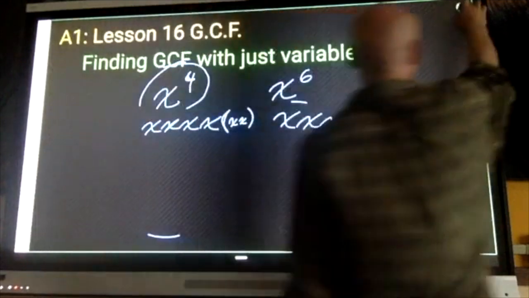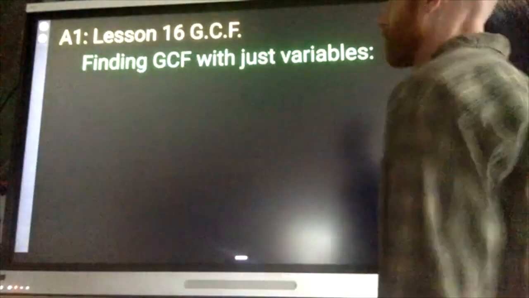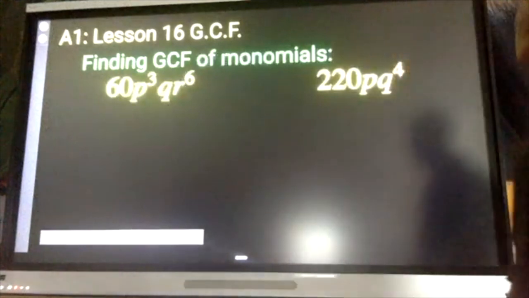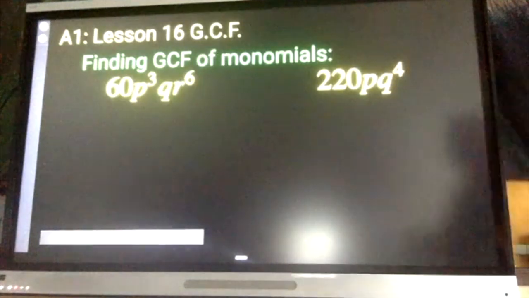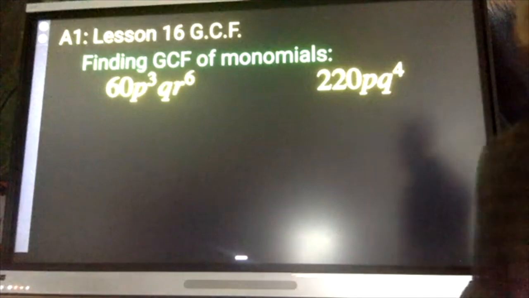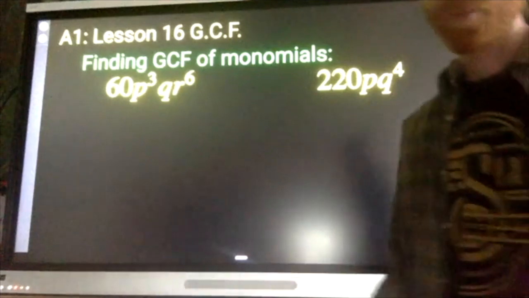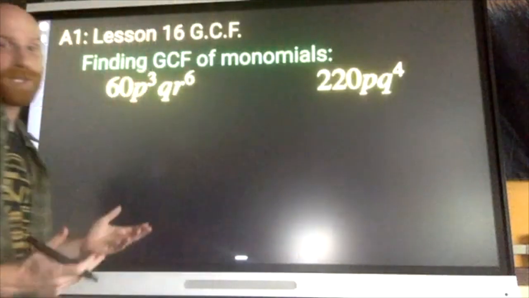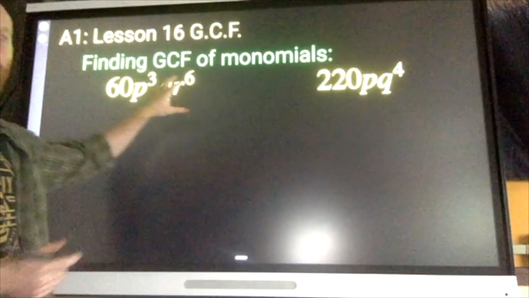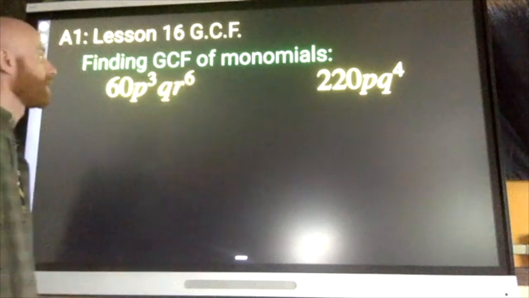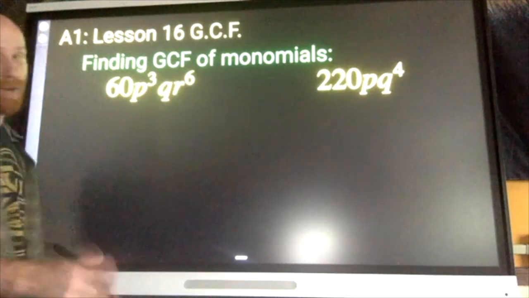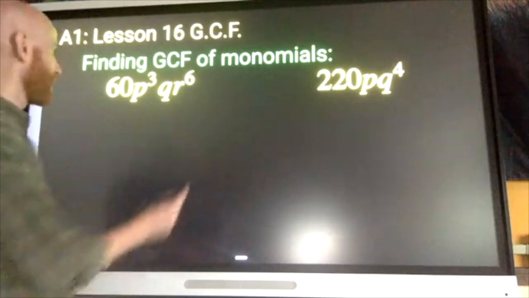All right, so now putting both of those pieces together, this is what we're going to be asking you to do. Find the GCF of stuff like this. Okay, so we got two different strategies that we can use. With the variables, you don't have to worry about them till the end, or you could worry about them in the beginning, right?